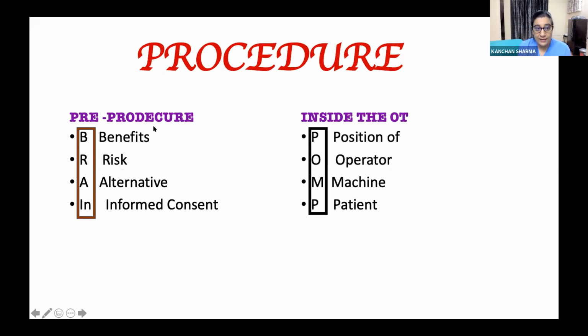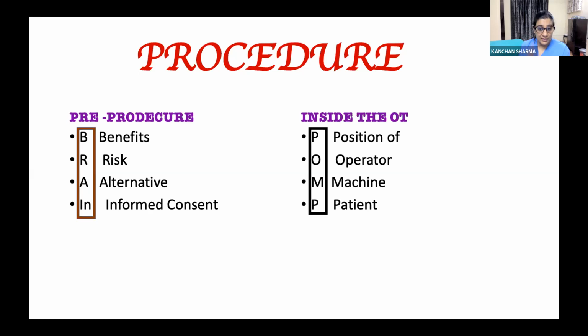Always explain the benefits of doing a procedure to the patient. Always explain the risks associated with it. Any other alternative procedure, like if I want to go for a tenotomy of my common flexor tendon, I can give an alternative to the patient: yes, I have PRP, I have dextrose, I can give only normal saline. So you tell me which option you would like to go for. So always give an alternative to the patient. Obtain an informed consent from the patient.